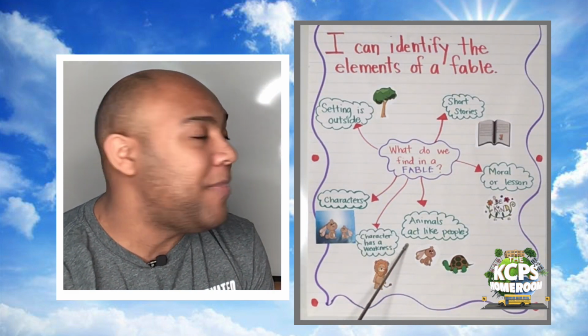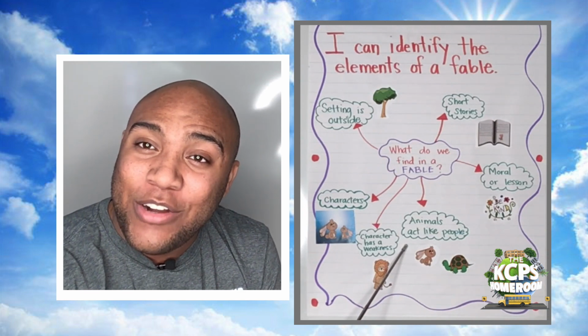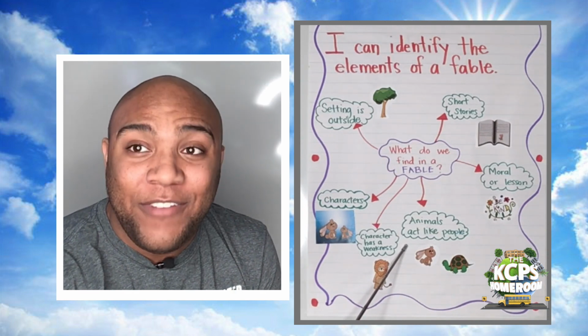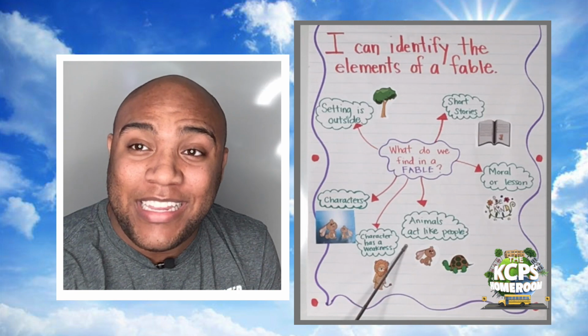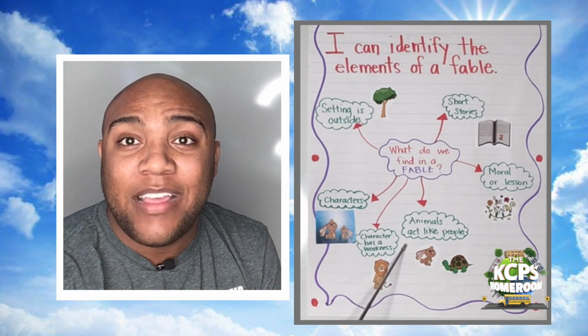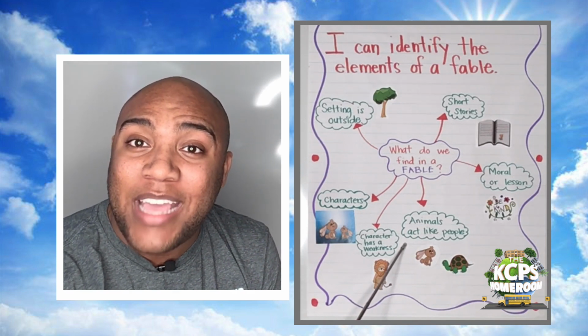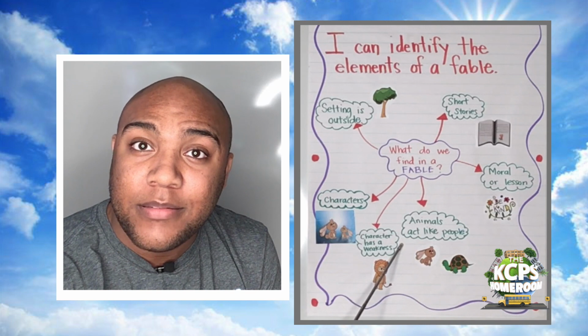Next, let's talk about how the animals acted like people. Did you hear when the lion started laughing when the mouse said that he could help him? That was pretty funny. But in fact, that was an example of personification, where the animals have human-like qualities.